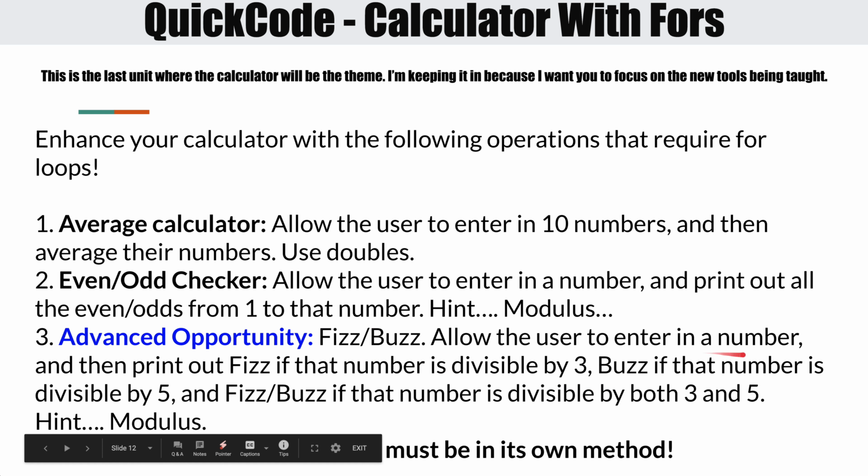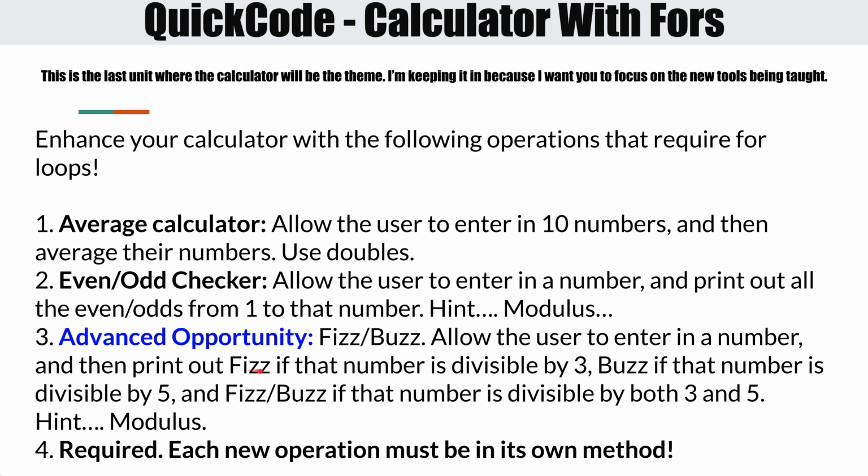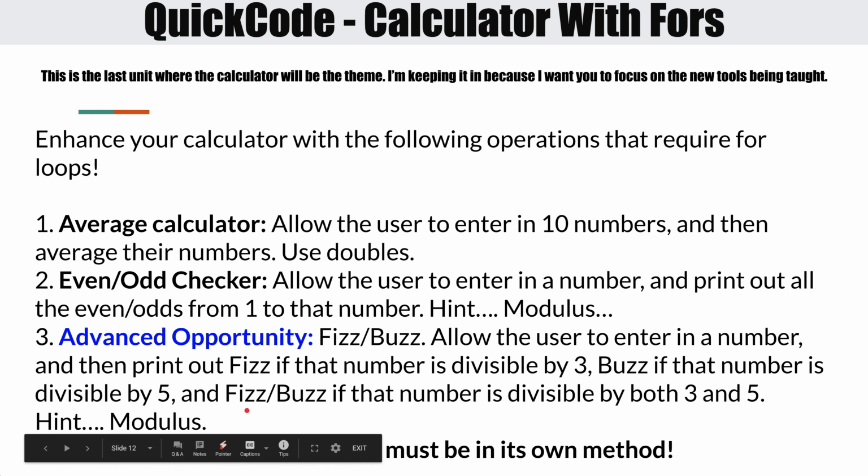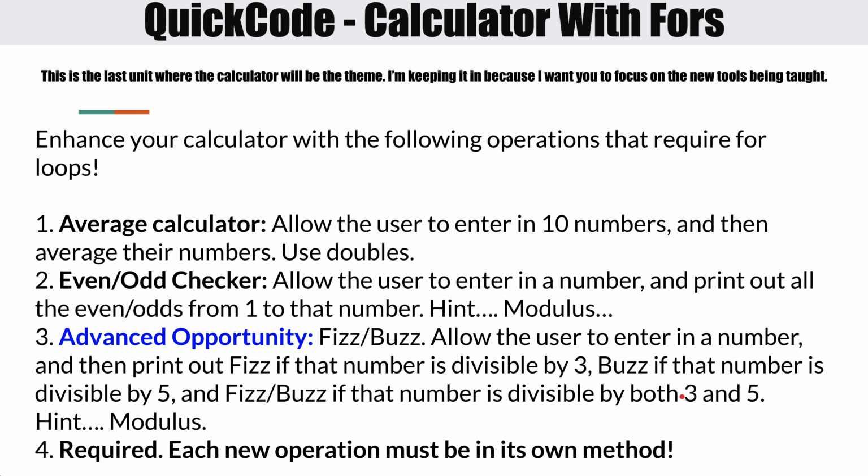Allow the user to enter in a number and then print out fizz if that number is divisible by 3, buzz if that number is divisible by 5, and FizzBuzz if that number is divisible by both 3 and 5. So if 3 and 5 print, I should see fizz and I should see buzz print to the screen. Okay, and it should be from 1 to whatever number the user enters. Okay, now this is required.